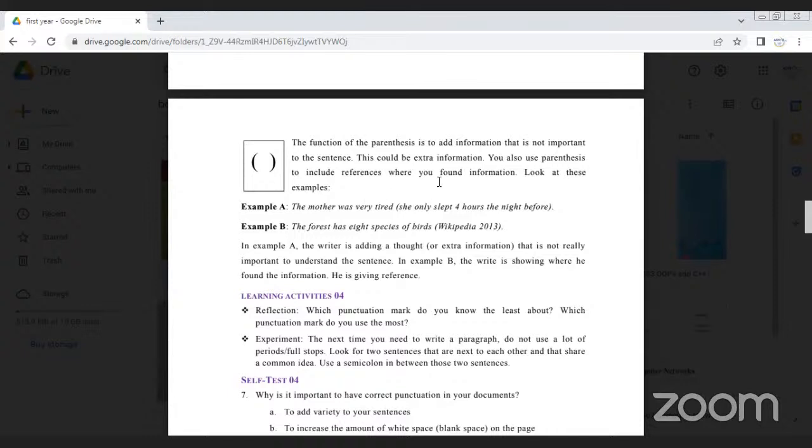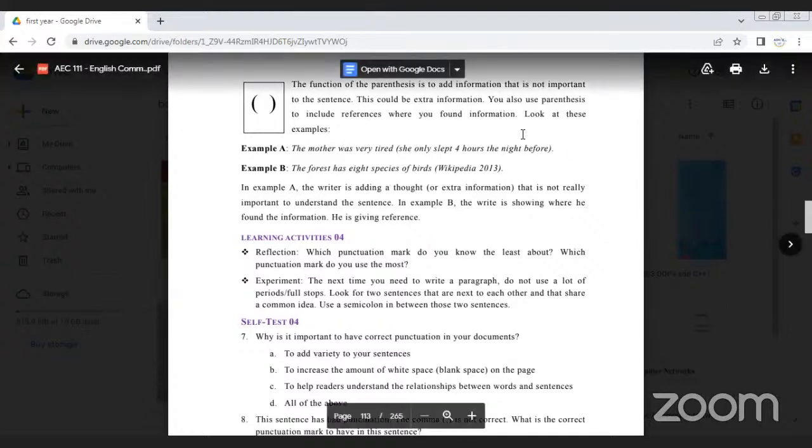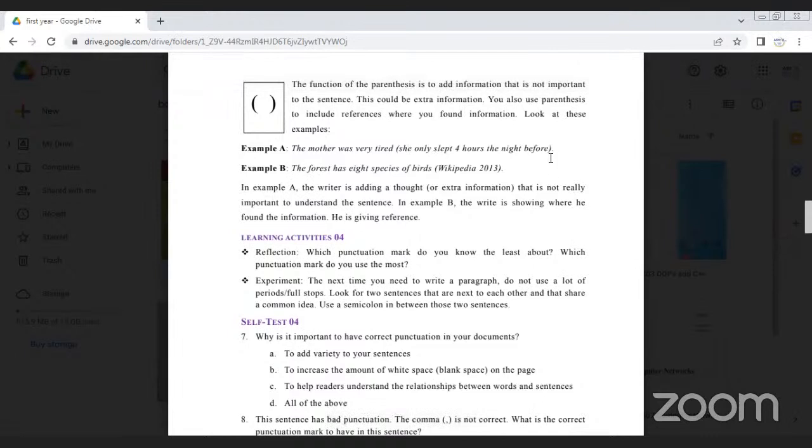Okay, let's see first example A. The mother was very tired. This is the extra information in the parentheses. She only slept 4 hours the night before. Okay, the mother was very tired, in parentheses, she only slept 4 hours the night before. Here it is extra information about the mother. The mother was very tired. This is a full sentence. She only slept 4 hours the night before. This is the extra information about the mother.